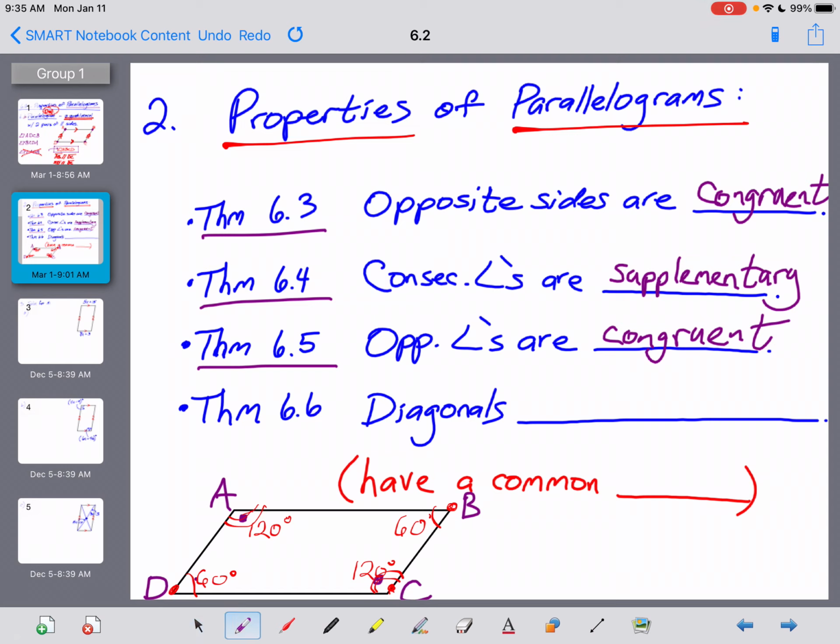Theorem 6.6, last one here, guys, and this is the tricky one out of the four. The diagonals blank. Well, that's all I wrote. So let's draw in the diagonals, guys. A diagonal is a line segment that connects two non-adjacent vertices within a polygon. So line segment DB is one of your diagonals, and line segment AC is your other diagonal.